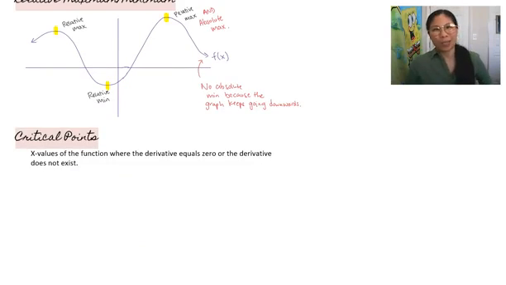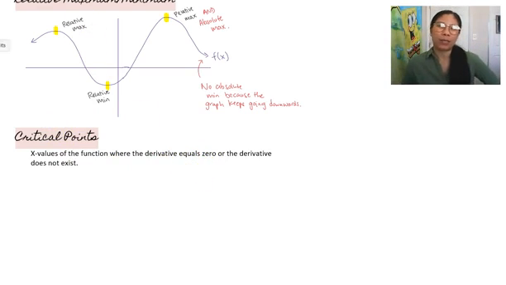Which brings me to my next point, and probably the most important for this section: critical points. I know, important, critical. Critical points are the x values where the derivative equals 0 or the derivative does not exist at all.